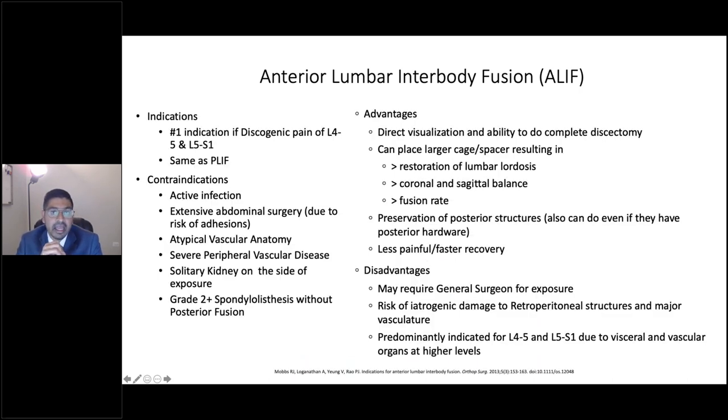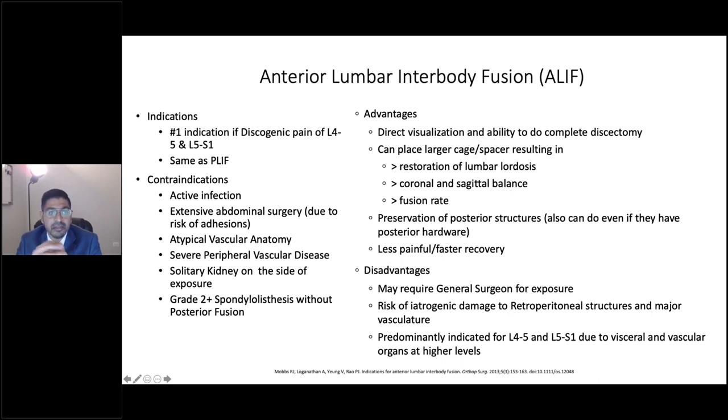The indications for an ALIF procedure are predominantly L4-L5 disc disease and L5-S1 disc disease. Some of the contraindications unique to the anterior lumbar interbody fusion are inherent to the procedure itself. Since it does require abdominal access, any history of extensive abdominal surgery is a contraindication to this procedure. As we all know, patients who've had extensive abdominal surgeries have adhesions and there's higher risk of damaging viscera as well as vascular structures. On a similar note, atypical vascular anatomy is also a relative contraindication to this approach due to the risk of injuring these vessels on exposure.